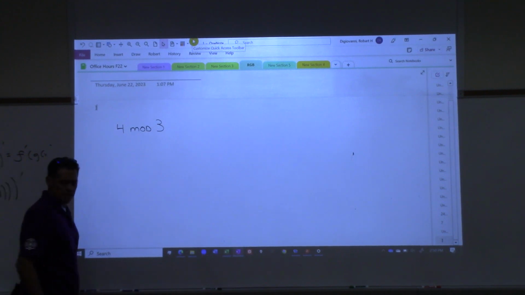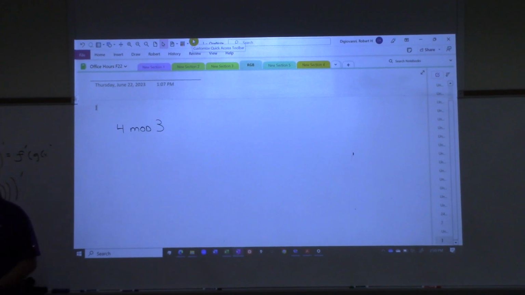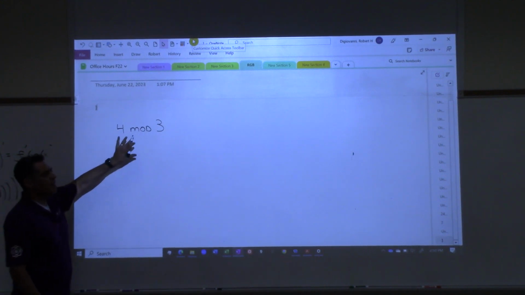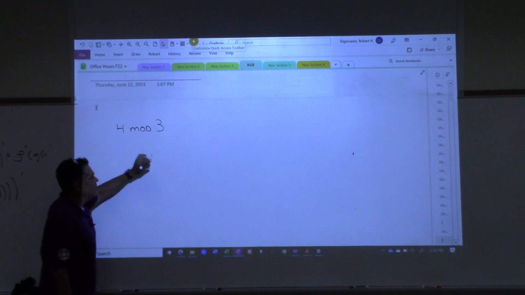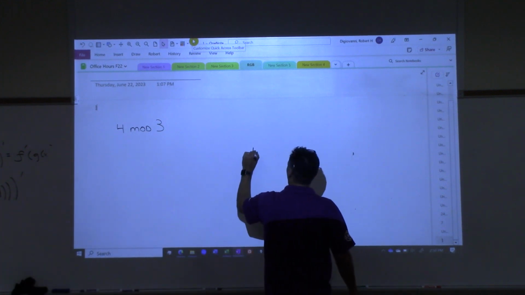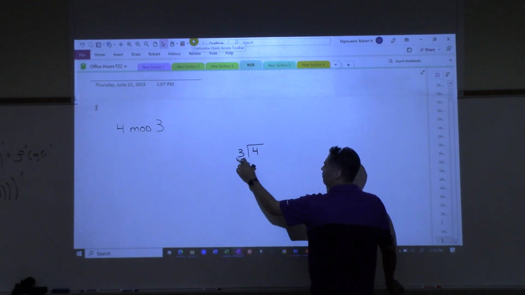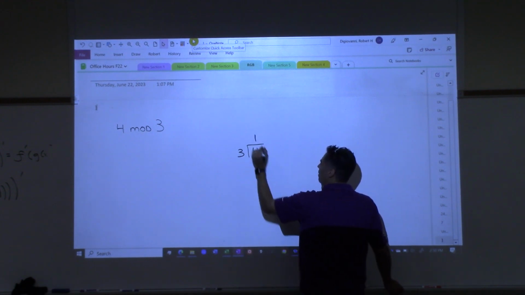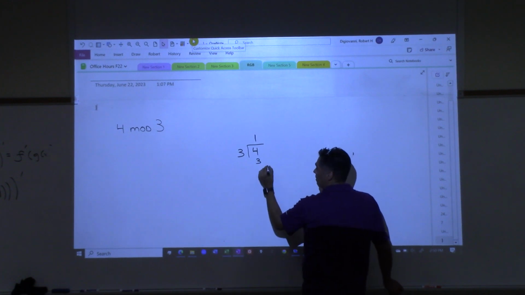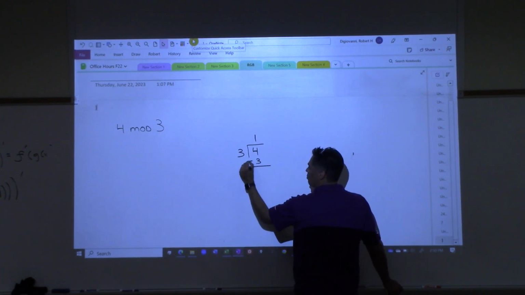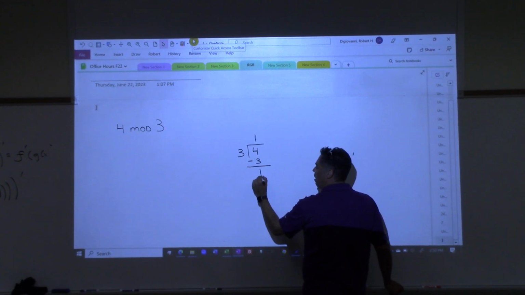Computer science majors? No? Yeah, it has something to do with what's called modular arithmetic. So here's what this means. If you take the number 4 and divide it by 3, what would you get? 3 goes into 4 one time, right? And then 1 times 3 is 3. We're going back to basic elementary school, right? Subtract the 3 and you're left with 1, right?